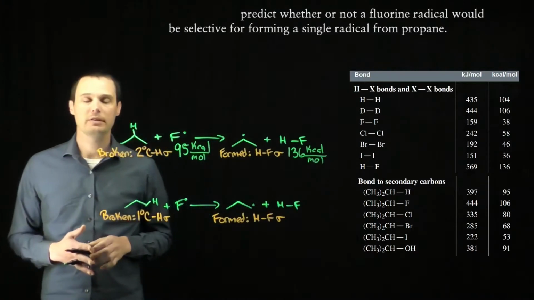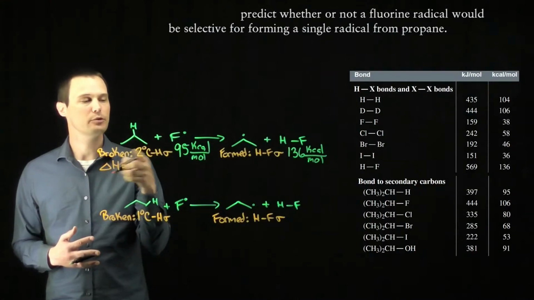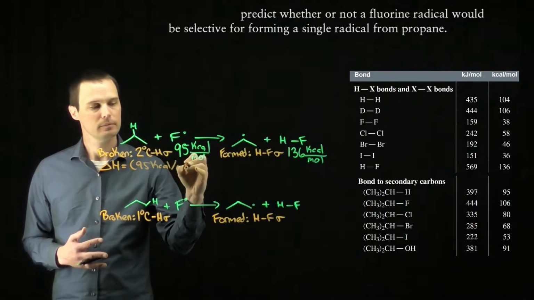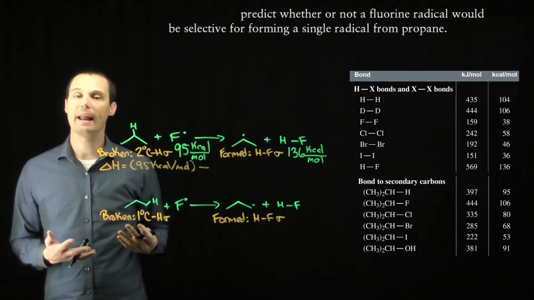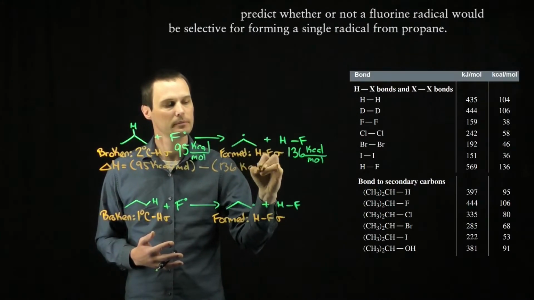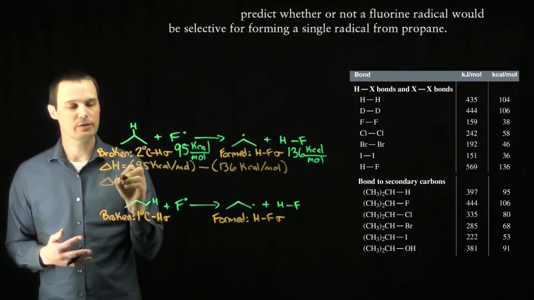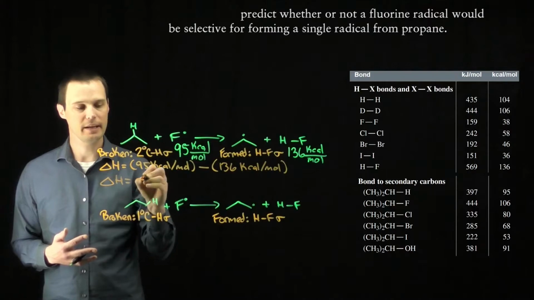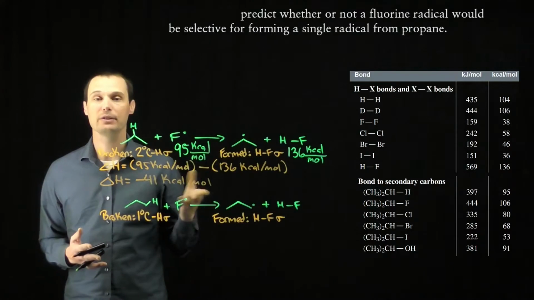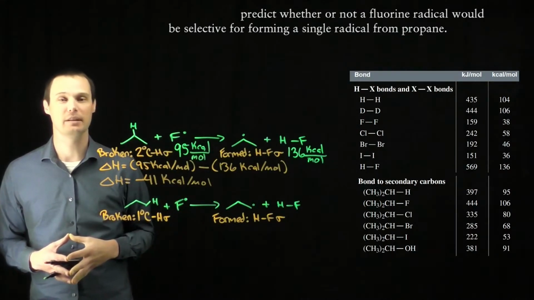Our equation for delta H is the amount of energy we need to input into the system to break the bonds, so 95 kilocalories per mole, minus the energy we get out by forming bonds, 136 kilocalories per mole. When we do this calculation, we see that the delta H for this step in this reaction is negative 41 kilocalories per mole. That is an exothermic process. An extremely exothermic process. This is a very large negative delta H.